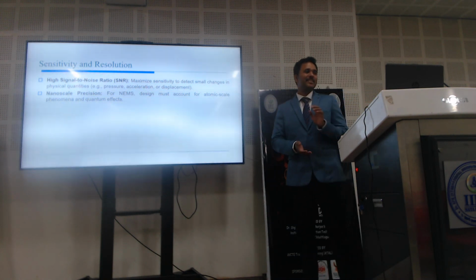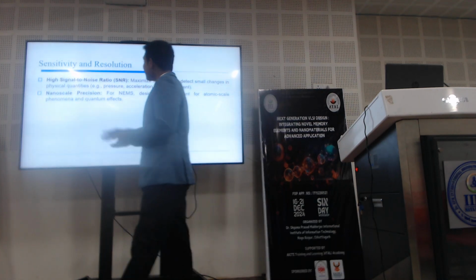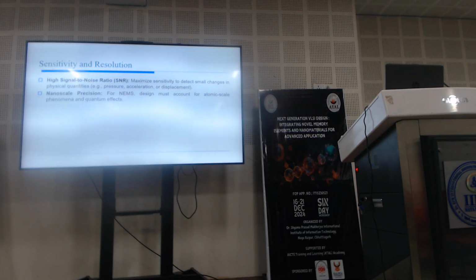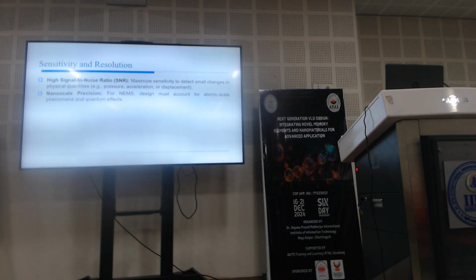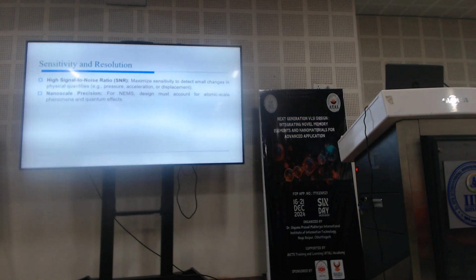Next one is sensitivity and resolution, which comes under a high signal to noise ratio. If you are measuring pressure, acceleration, or displacement, how much sensitivity is coming, that is the change of output to input. That comes under the signal to noise ratio. And nanoscale precision comes under some kind of automatic phenomena, so we have to integrate to get accurate values.